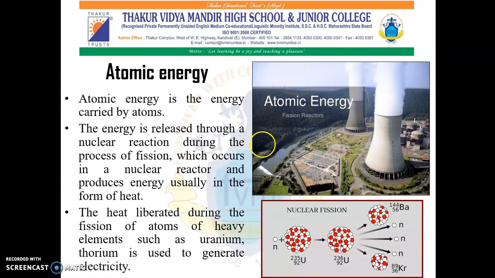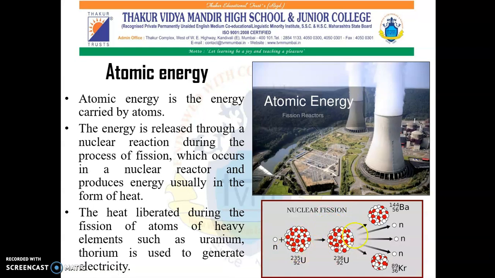Atomic energy. Atomic energy is the energy carried by the atoms. The energy is released through a nuclear reaction during the process of fission, which occurs in the nuclear reactor and produces energy usually in the form of heat. The heat liberated during the fission of atoms of heavy elements such as uranium and thorium is used to generate electricity. Here you can see the nuclear fission of a uranium atom.